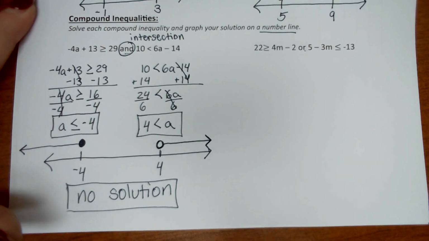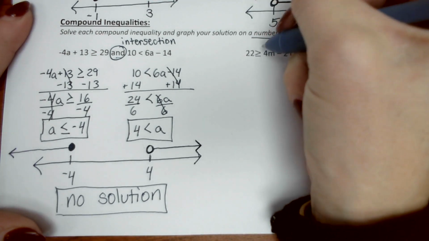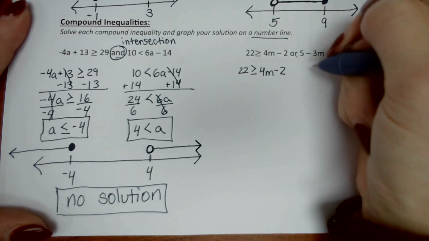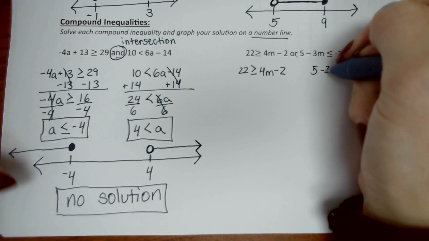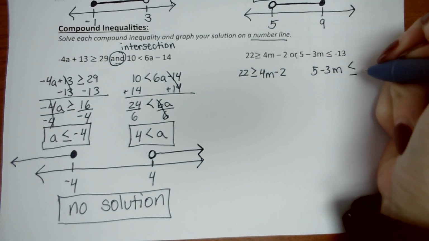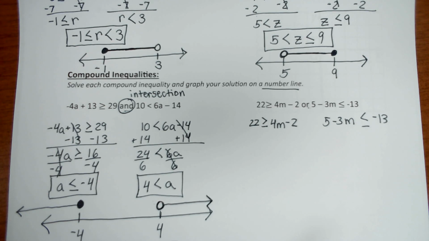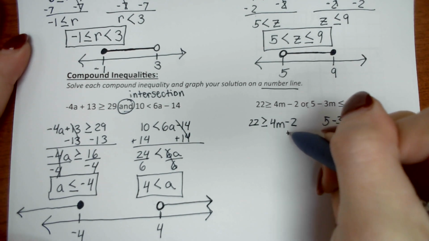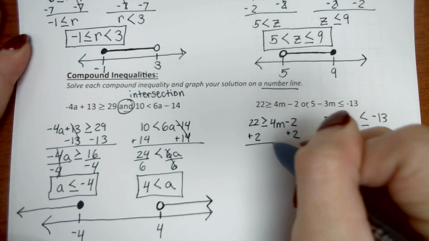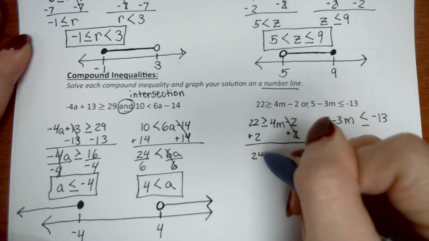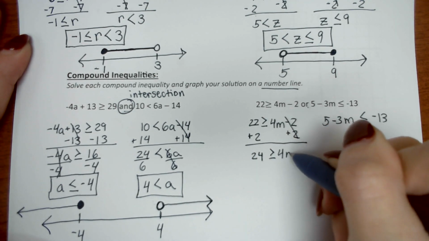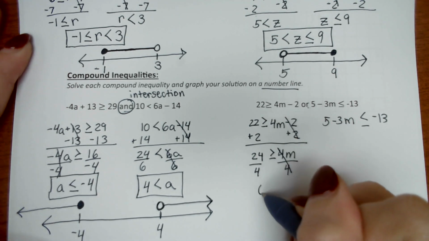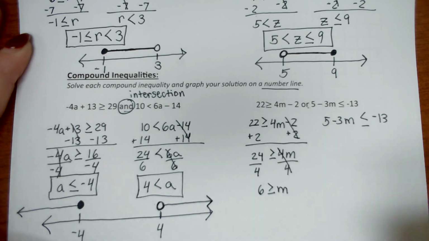Let's do the other one. So this one, we have 22 is greater than or equal to 4m minus 2. And then we have 5 minus 3m is less than or equal to -13. Now that we have both of our inequalities written down, let's solve for m. So on this side, we're going to add 2. That gives us 24 is greater than or equal to 4m. And then we're going to divide by 4 on both sides. So that gives us 6 is greater than or equal to m.